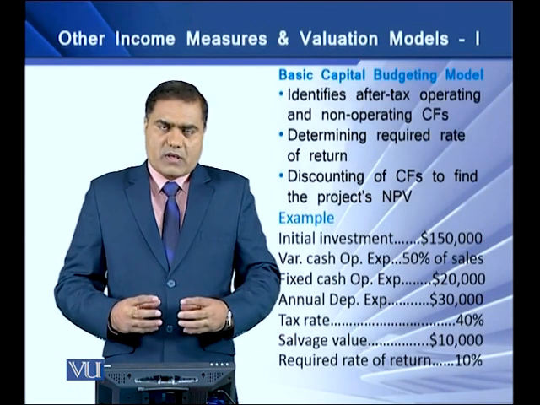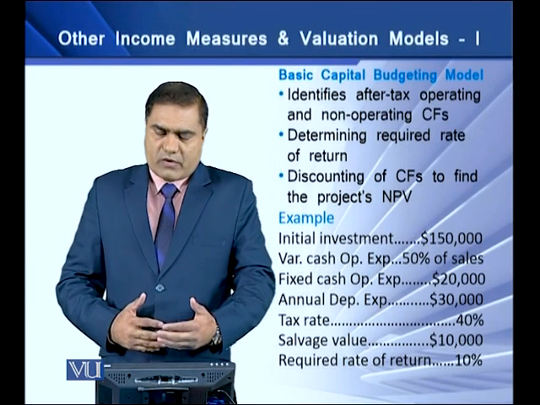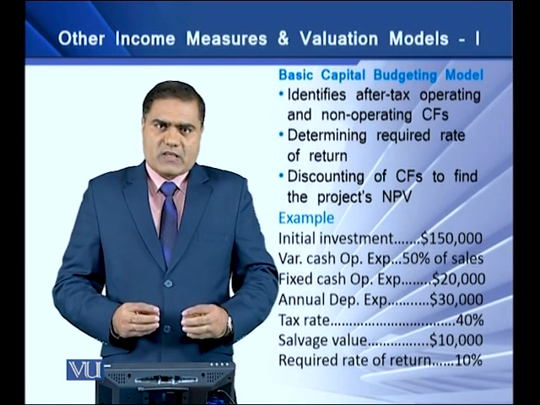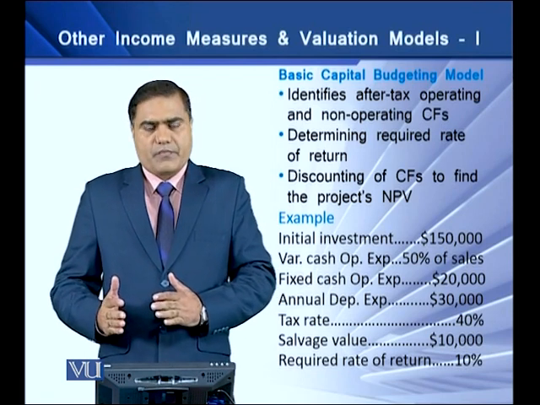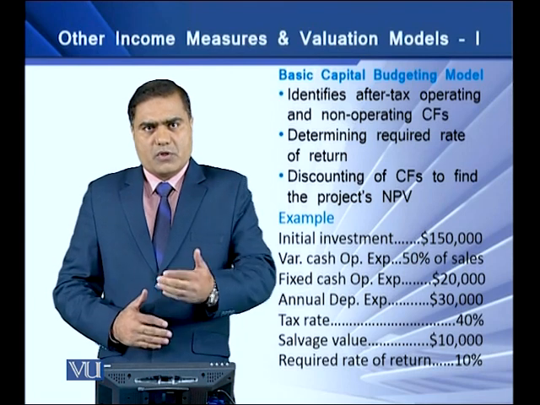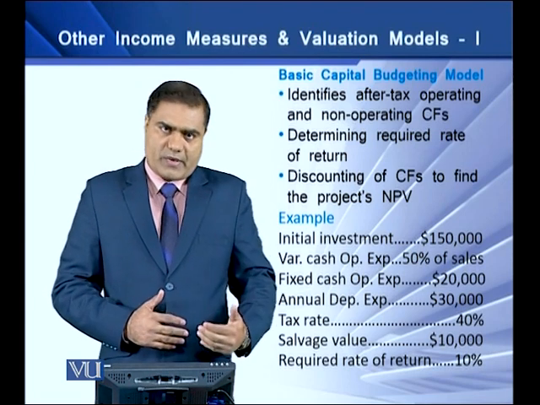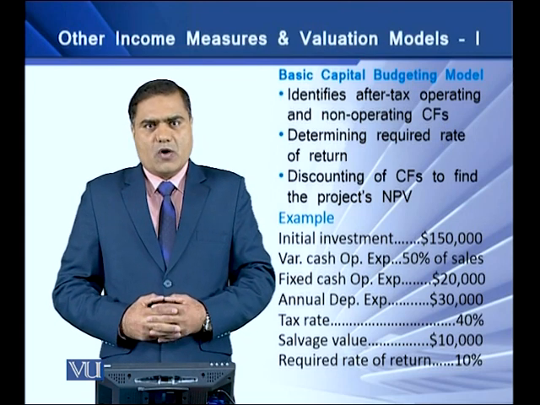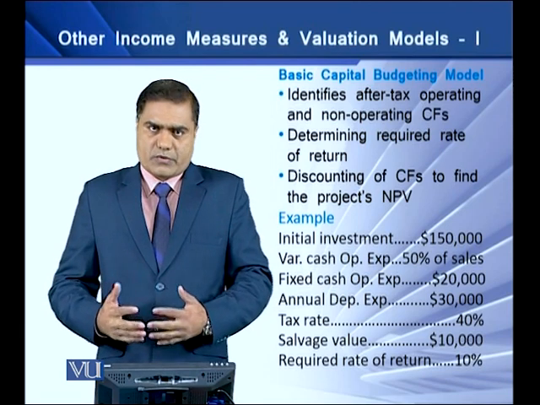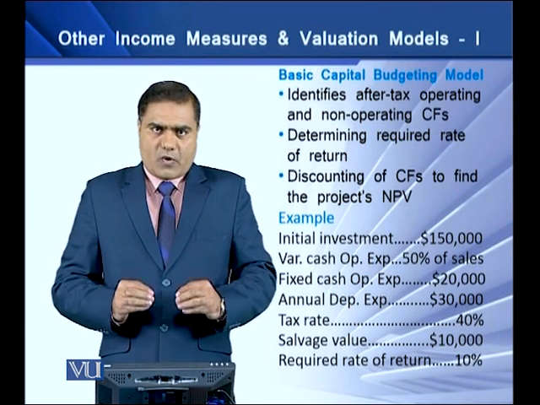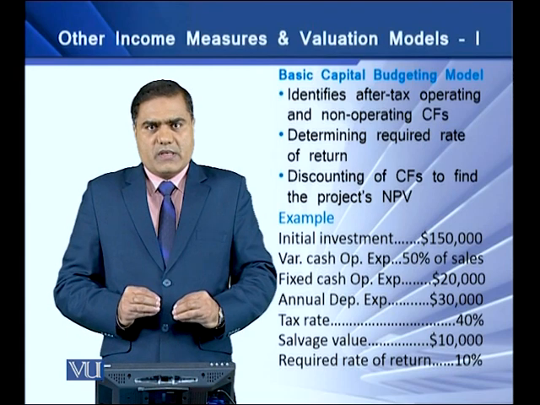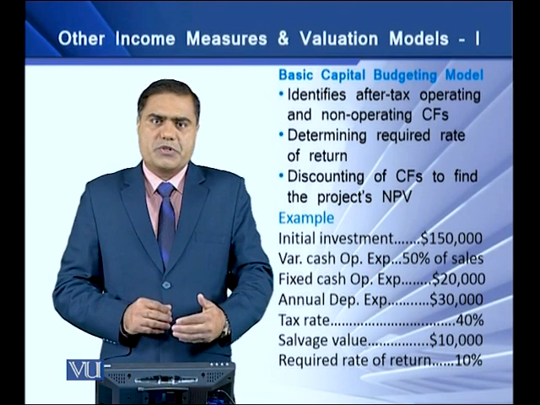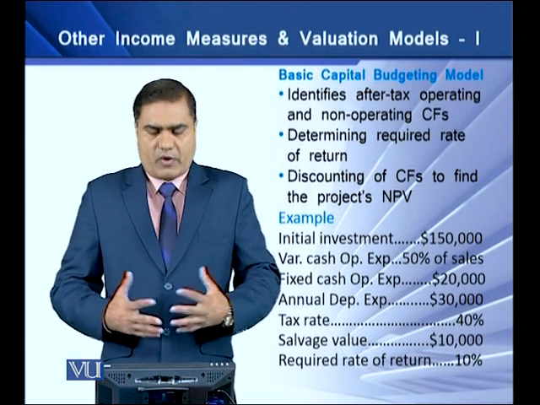How does the basic capital budgeting model work? It works in three phases. It identifies after-tax cash flows in terms of operating cash flows and non-operating cash flows. By non-operating cash flows, we mean initial cash outflows and the terminal cash inflows. Then in this model, we discount these cash flows at the required rate of return in order to determine the net present value of the project.